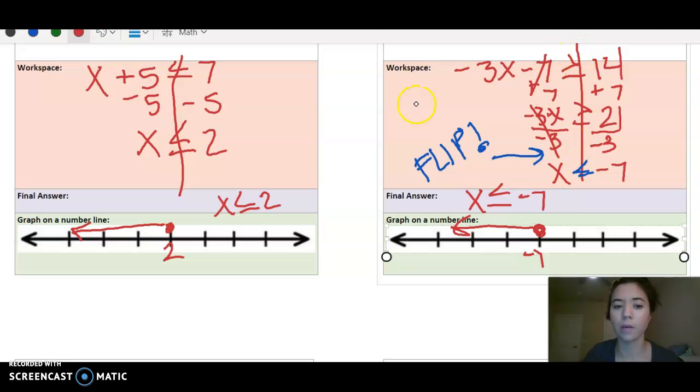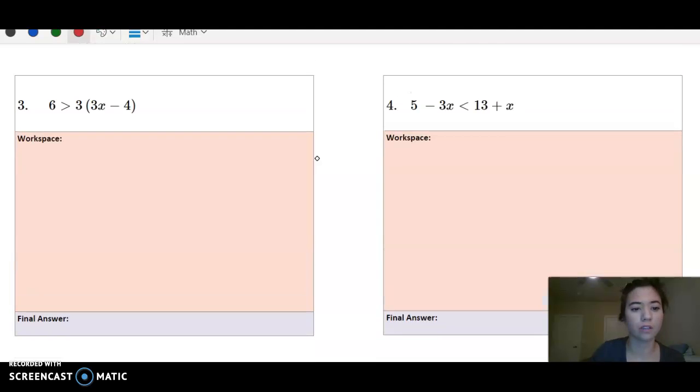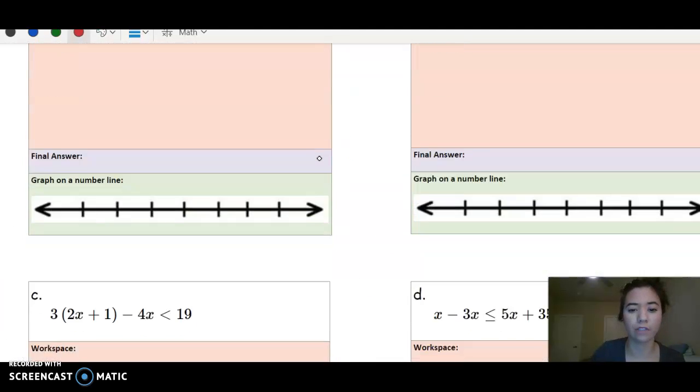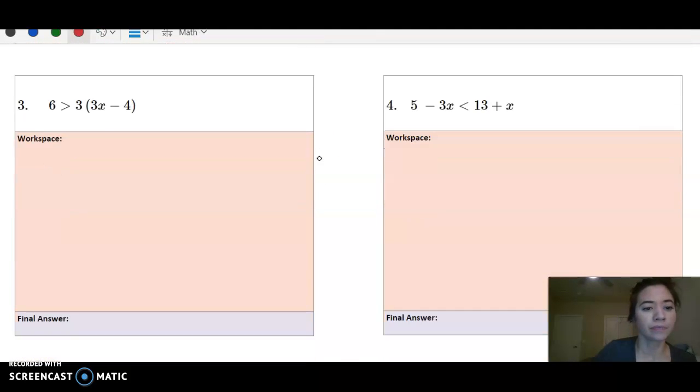Again, if you need to pause me to keep going, go ahead and pause me. Make sure you have it. I'm going to do these last two here, and then we have some practice for you. All right, so I'm going to just rewrite this.